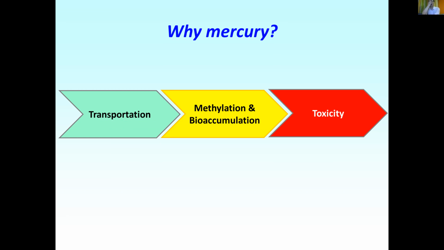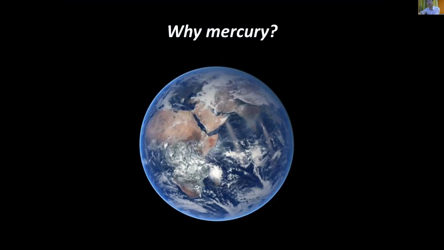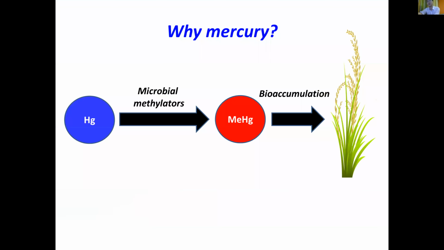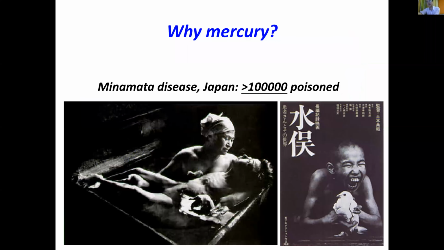And the third thing everybody knows is toxicity. We all know the Minamata Bay disease in Japan, which poisoned over 100,000 people there. It's a very terrible disaster in Japan, and it's because of the toxicity of methylmercury. So this is the problem of mercury, and this is why we're concerned about mercury in the world.